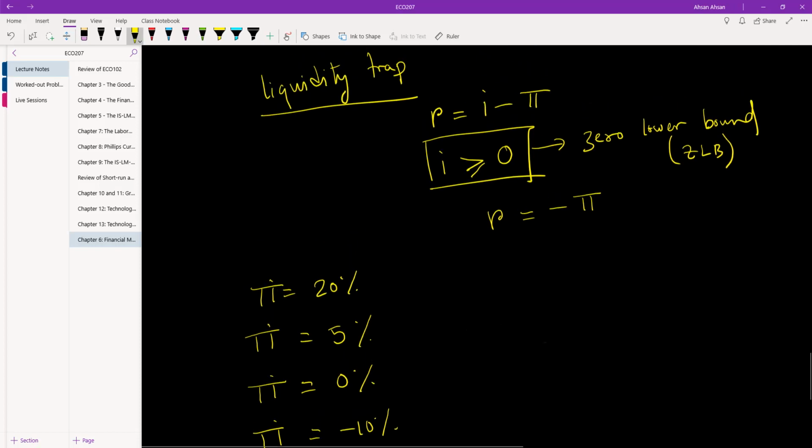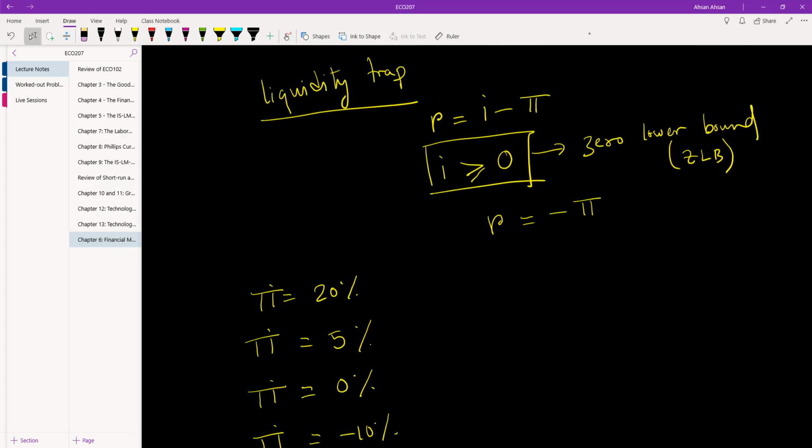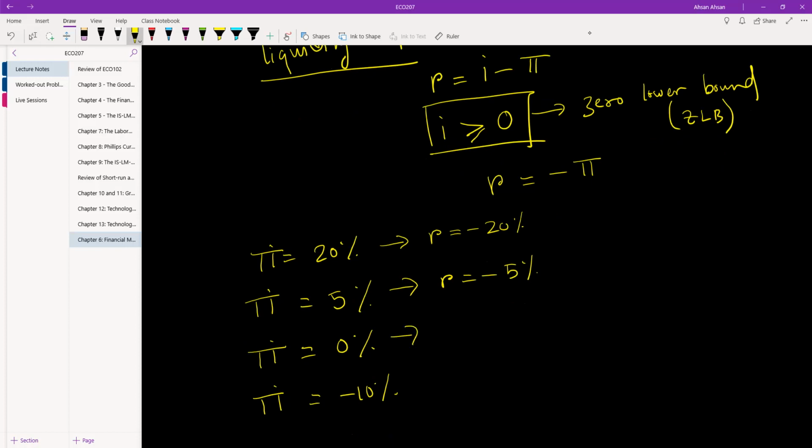So if inflation is very high, 20%, then the lowest that the real interest rate can go to is minus 20%. Of course, that's a very low real interest rate. We haven't yet actually had to go this low. For this one, minus 5%, we may have to go down this low for monetary policy. This we have already. What if we don't have any inflation?